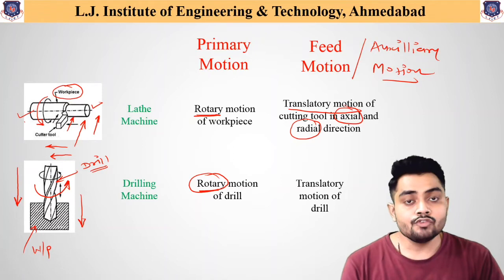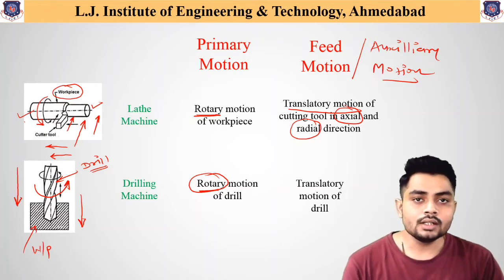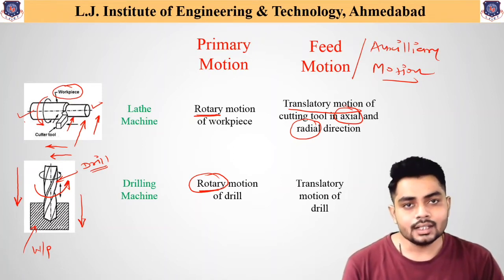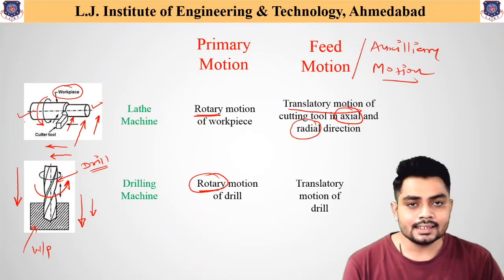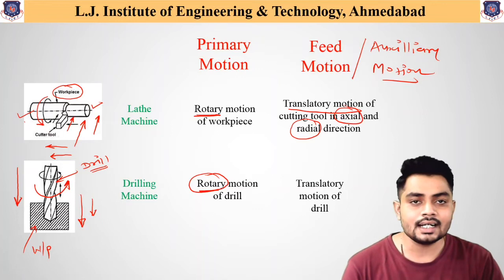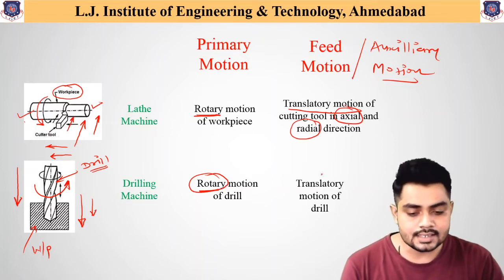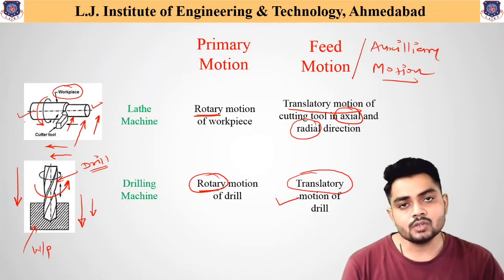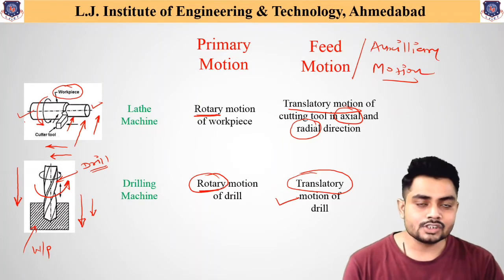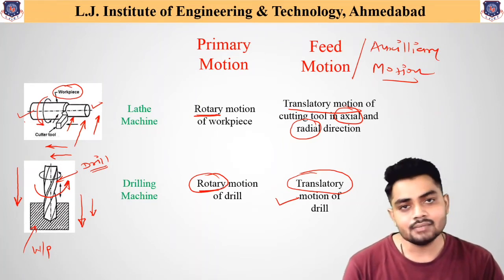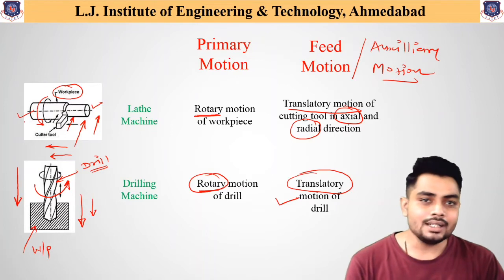Now we want to drill that hole up to a particular depth. To obtain that depth, what needs to be done? This drill bit needs to be moved in the downward direction. The movement in the downward direction, that is the translatory movement, is nothing but the secondary or auxiliary motion. So you can see over here the translatory motion of the drill is the feed motion, or the auxiliary motion. So these are the two machines, the lathe machine and the drilling machine, in which we have discussed the primary and auxiliary motion.